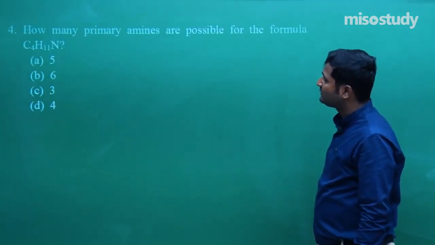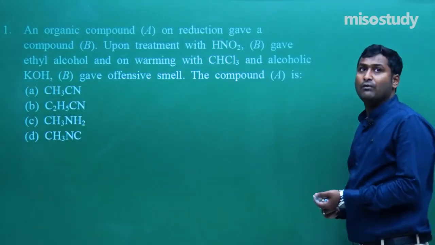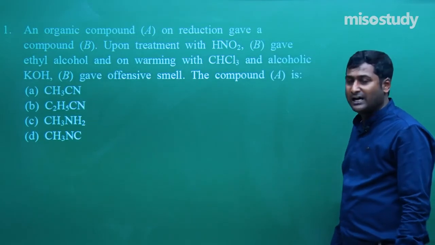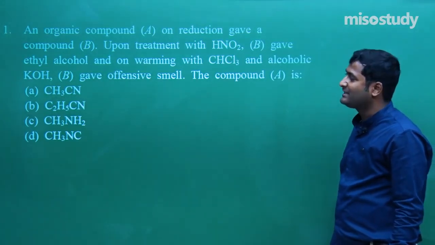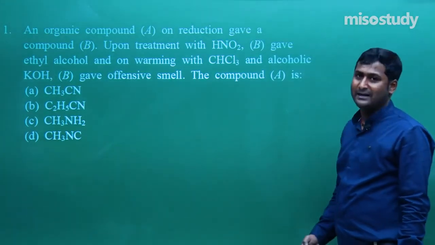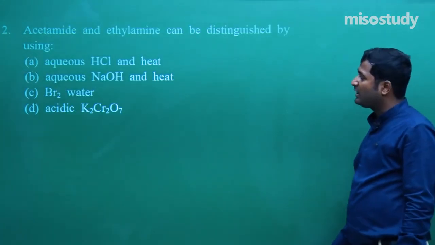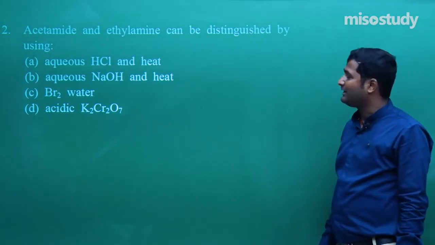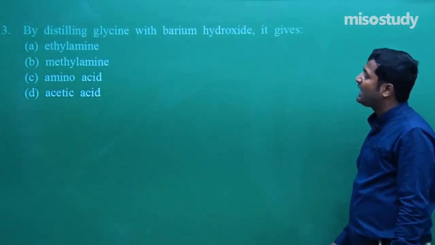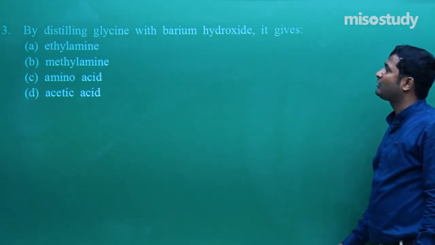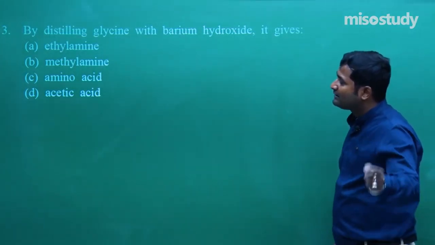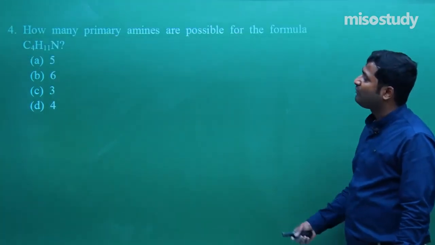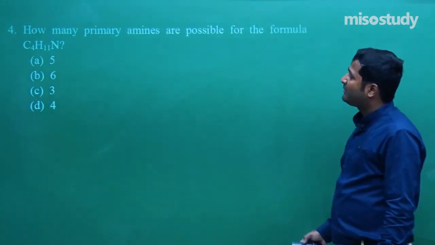Now let's move to the revision. For question number 1, tell me an organic compound. As I told, the answer is A, that is CH3CN. For question number 2, do you remember what the option is? That is B, aqueous NaOH and heat. For question number 3, by distilling glycine with barium hydroxide, it gives you A, ethylamine, the correct option. For question number 4, 4 primary amines are possible.